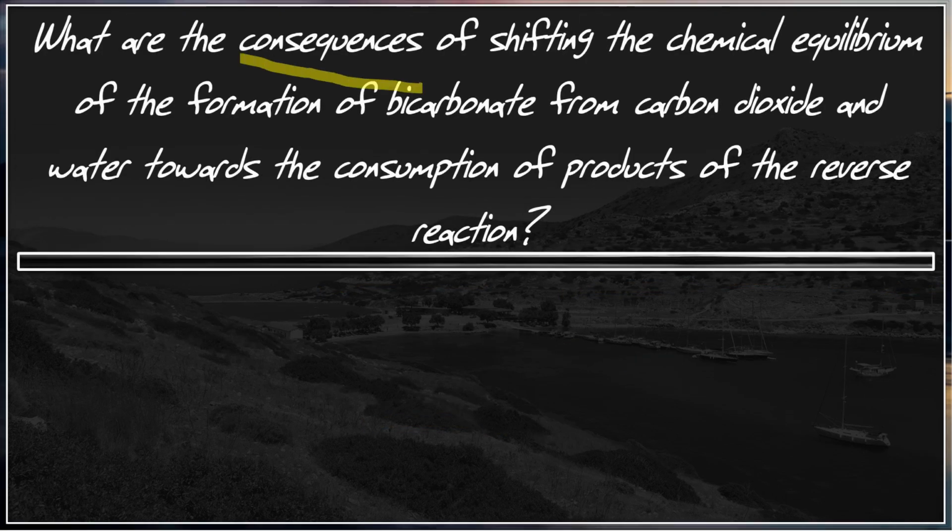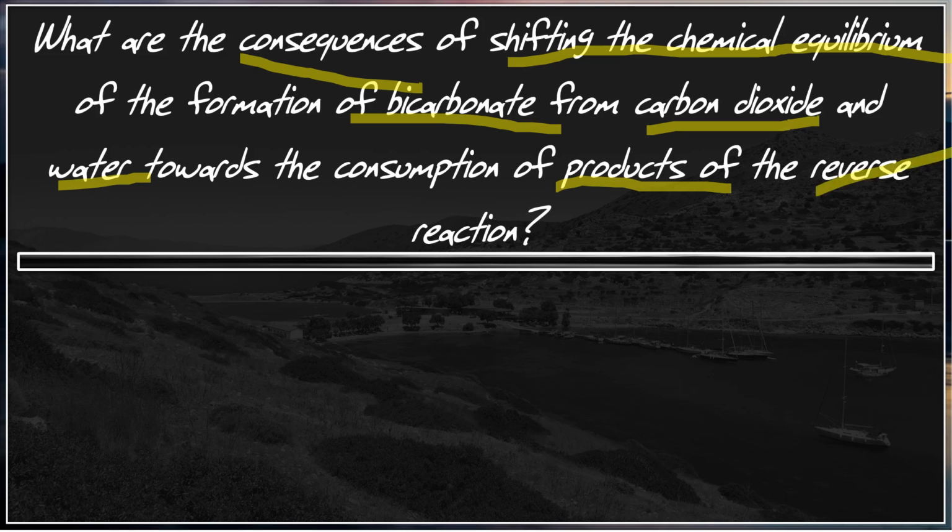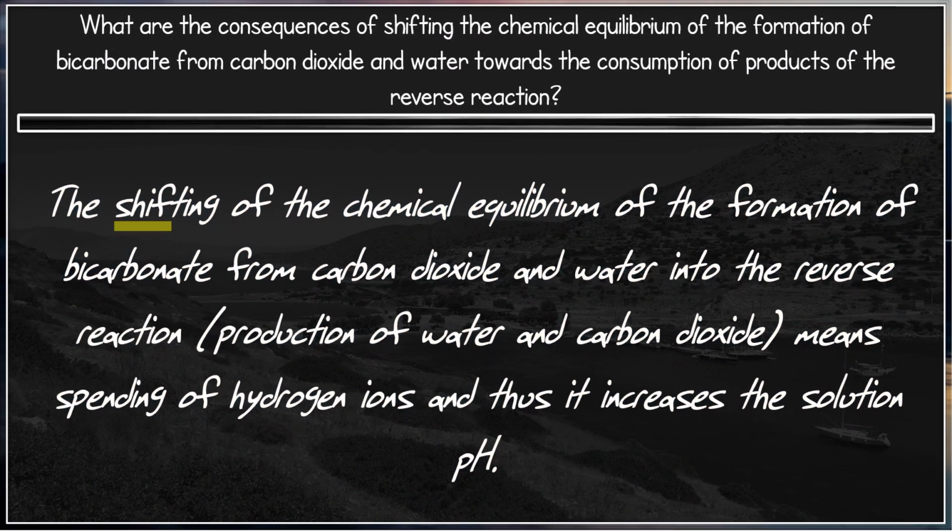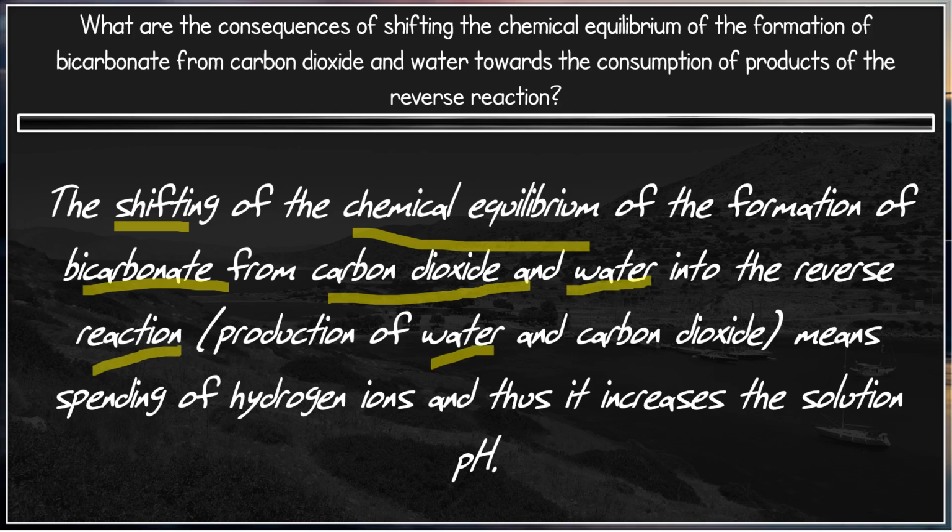What are the consequences of shifting the chemical equilibrium of the formation of bicarbonate from carbon dioxide and water towards the consumption of products, the reverse reaction? Shifting the equilibrium into the reverse reaction, that is, production of water and carbon dioxide, means spending hydrogen ions and thus increasing the solution pH.